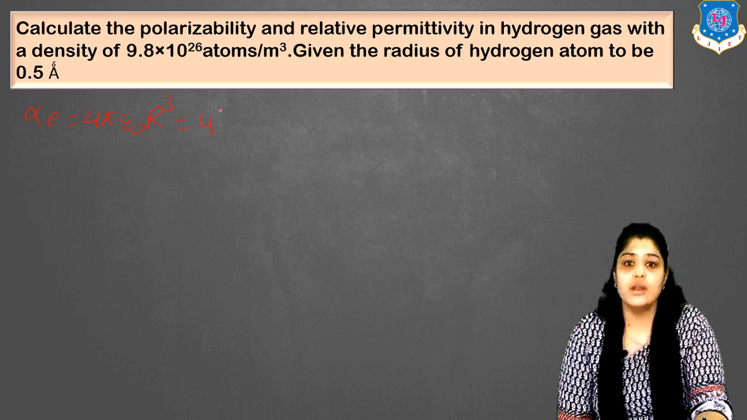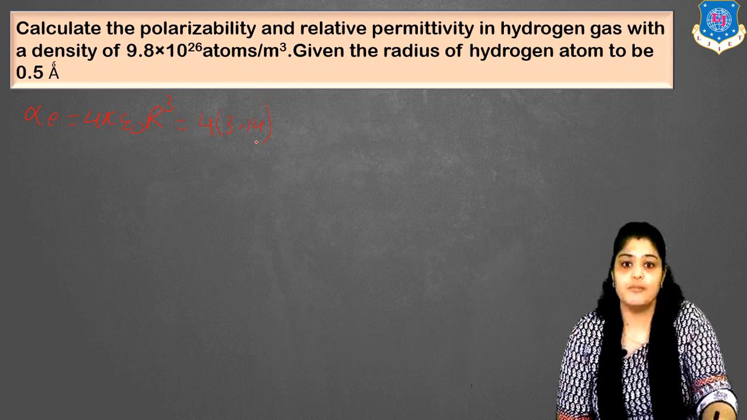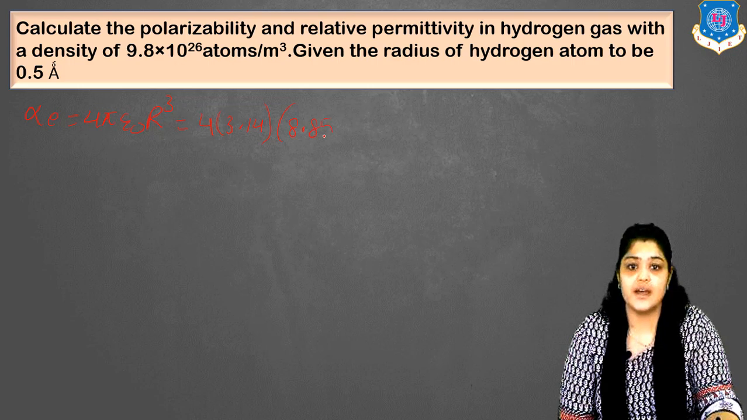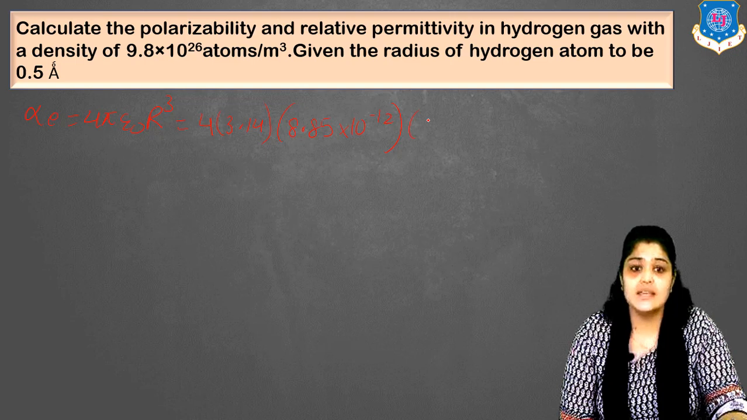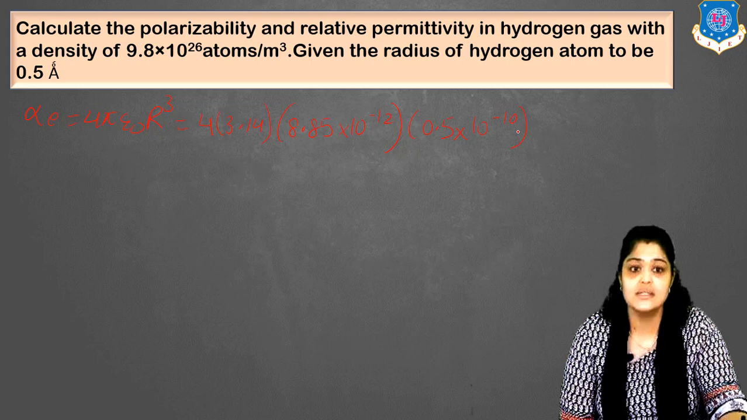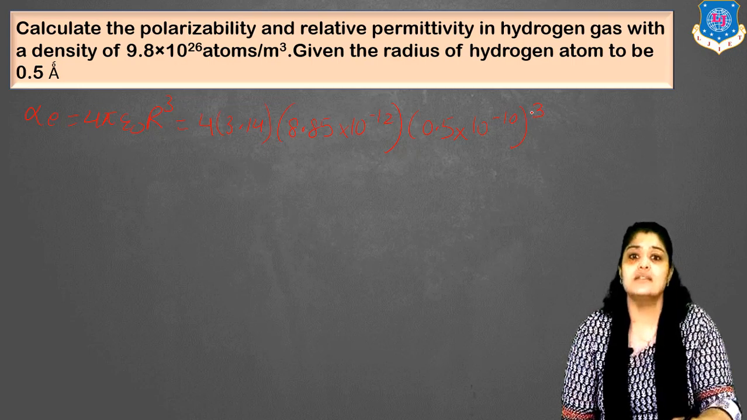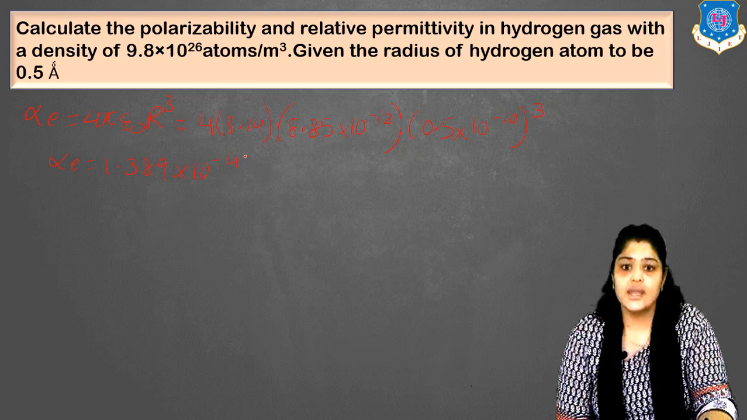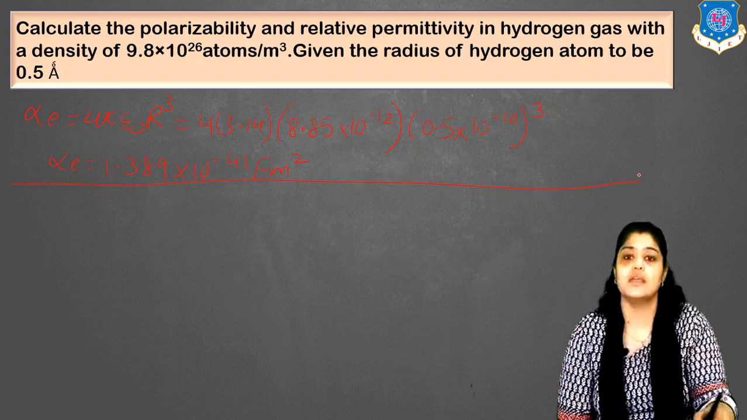So this gives me 4 into 3.14, that is the value of pi. The value of epsilon naught, I should remember, is 8.85 into 10 raised to minus 12. You are given the radius as 0.5 angstrom. Angstrom is 10 raised to minus 10 meters. So I will just write this cube. And solving this, we get alpha E is equal to 1.389 into 10 raised to minus 41 farad meter square. So this is the answer for alpha E.